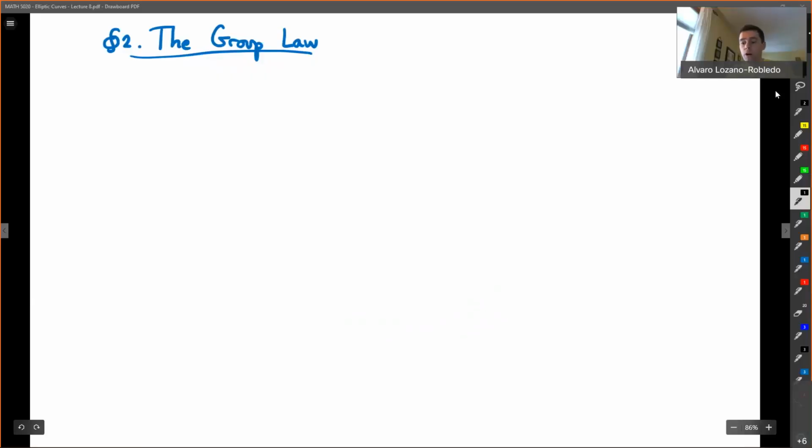Now we're going to talk about the group law on an elliptic curve. So here's how we define the group law in general for an elliptic curve. The geometric definition of a group law on an elliptic curve can actually be done for generic cubic equations. It doesn't have to be in Weierstrass form. So let me first say, how do you define the group law?